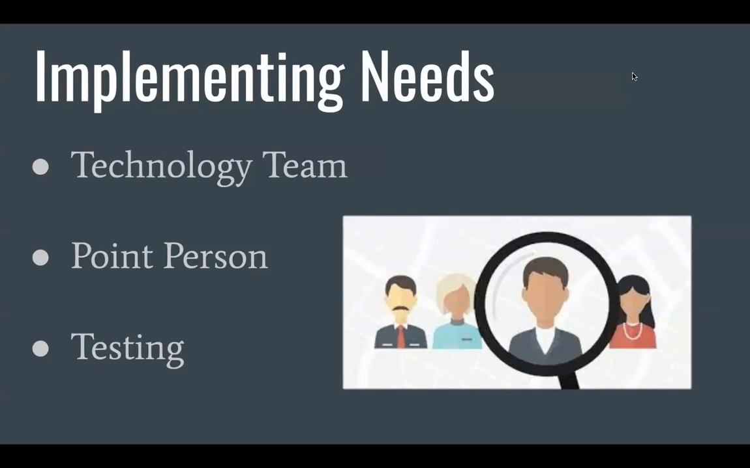And lastly, we want to make sure there's testing. We want to make sure that before this entire implementation occurs, we roll it out maybe with just one or two classes so that when an entire school starts using these Desmos activities, there isn't any bog down on the internet.